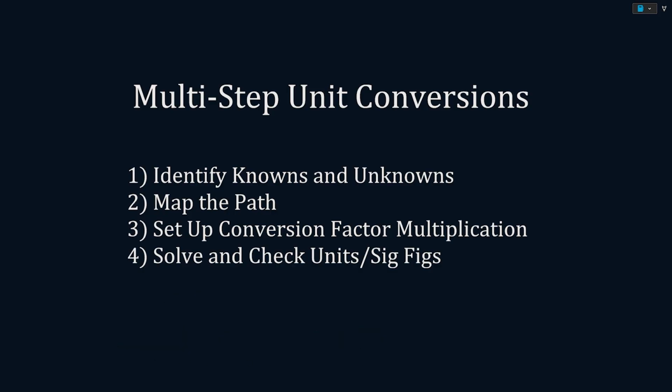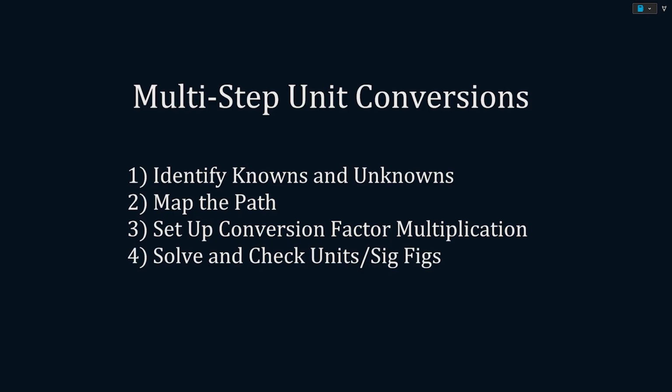You can solve any unit conversion by using these 4 steps. First, you need to identify your knowns and unknowns by asking what am I starting with and what do I need to convert it into. Step 2 is to map the path. In this, you want to figure out the route to get from your starting unit to your ending unit. Sometimes this can be just one step, but oftentimes you have to go through 2, 3, or even 4 units to get there.